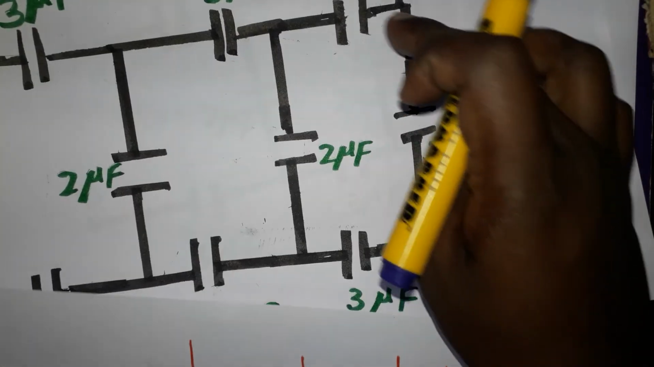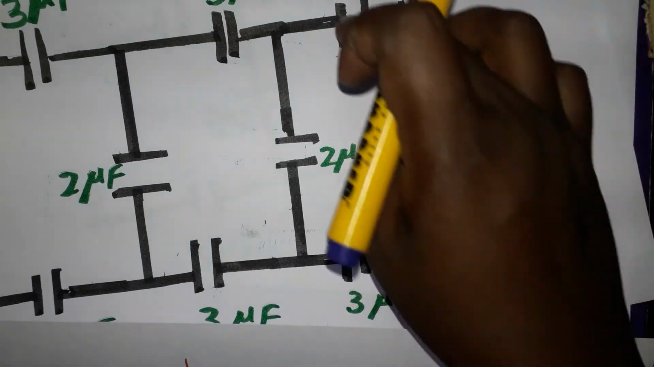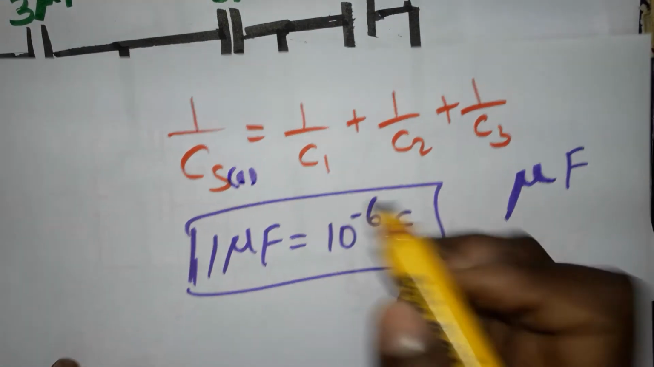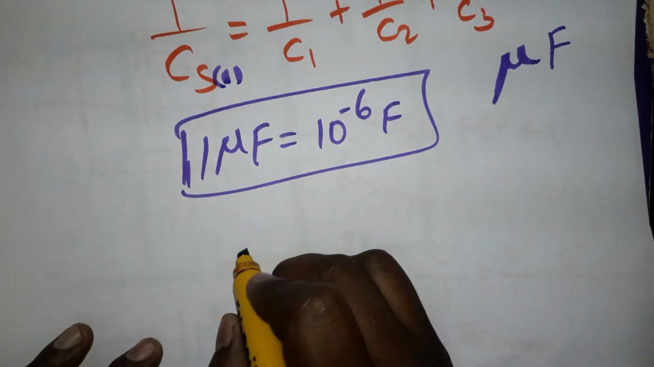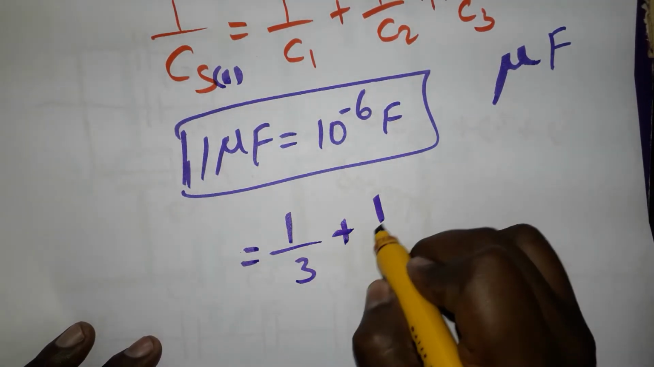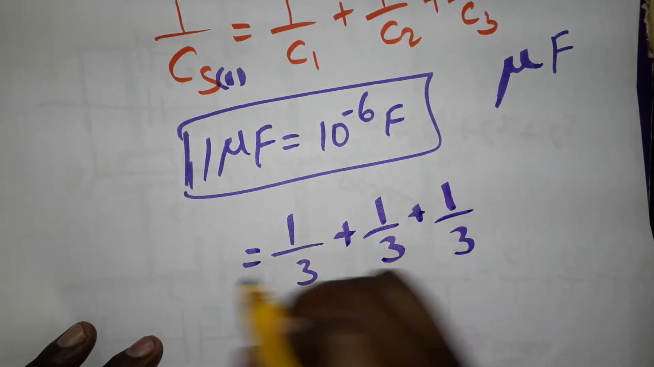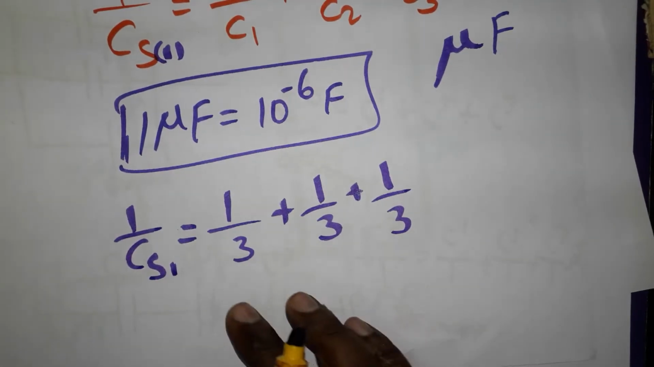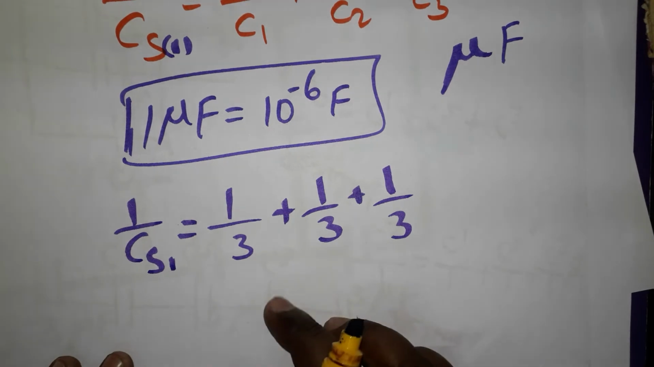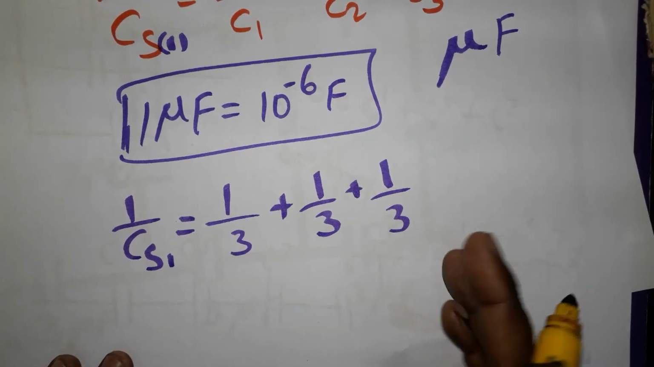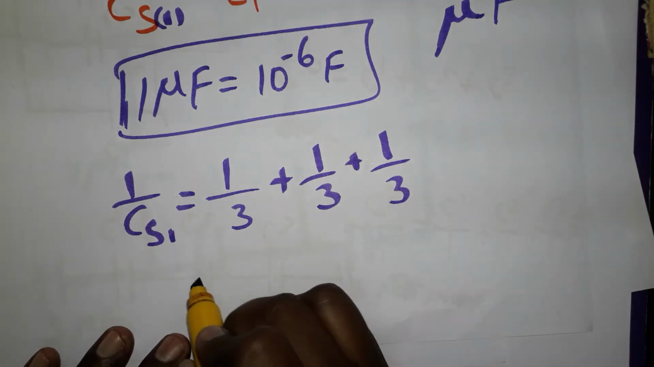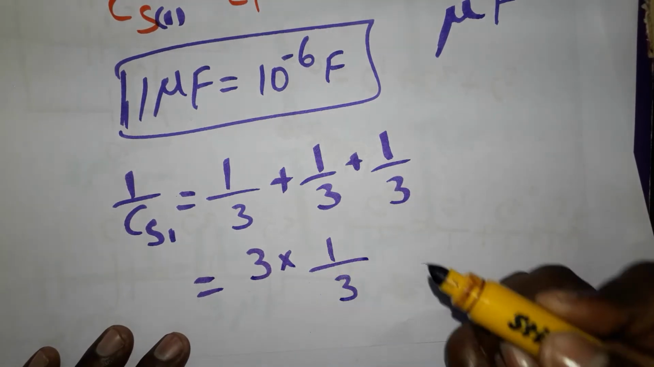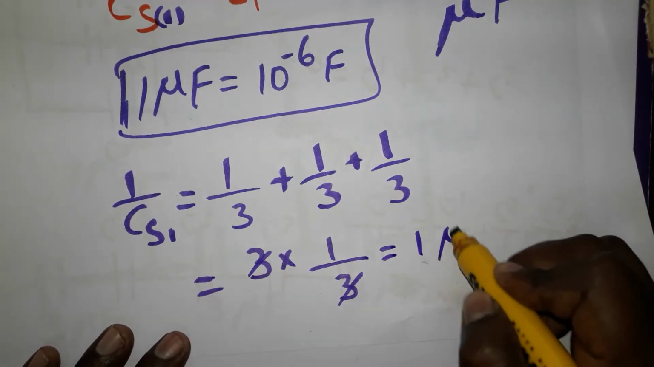We have 3 capacitances in series, 1, 2, 3. I am taking these 3 as a series. We will take the capacitance series first. So for the first solution, 1 divided by 3 plus 1 divided by 3 plus 1 divided by 3 gives 1 by Cs1. It is Cs1 because it is the first solution. You can give any term you want, 1 or 2 or dash also. So we have 3 times 1 by 3. Otherwise you can write 3 by 3, into 1 by 3, 3 and 3 get cancelled: 1 microfarad.